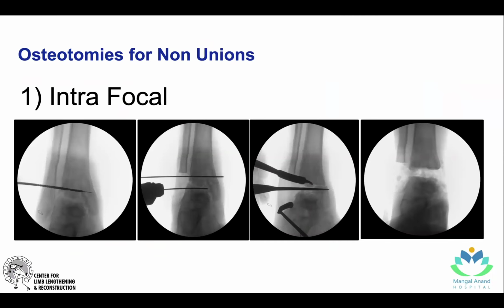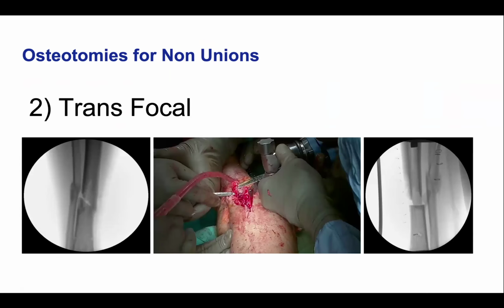There are basically 3 types of osteotomies that we perform in non-unions, primarily being intrafocal, which essentially consists of resection of the entire area around the non-union. Second being transfocal, performed through the non-union site to reshape the bone ends. It is indicated for non-unions with a longitudinal or oblique fracture line to convert the shear into compressive forces.